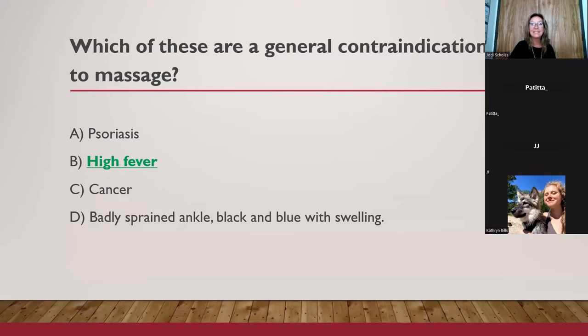Boom. Letter B. High fever. It is systemic. Psoriasis, local contraindication. Avoid the area. Badly sprained ankle, local contraindication. Avoid the area. Good job.